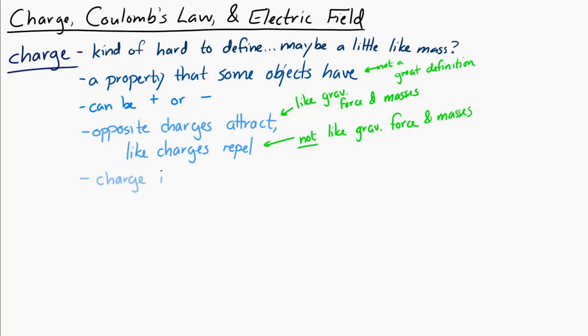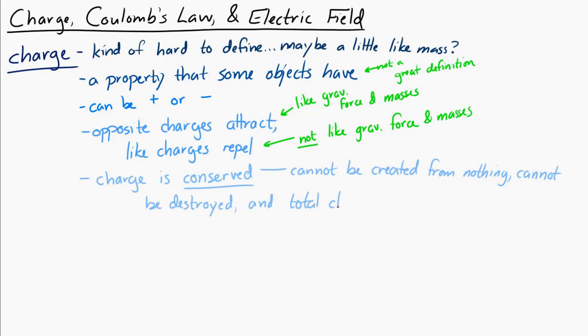We know that charge is conserved, which means that it cannot be created out of nothing and it cannot be destroyed into nothing. And the total charge in a closed system is constant because charge is conserved.